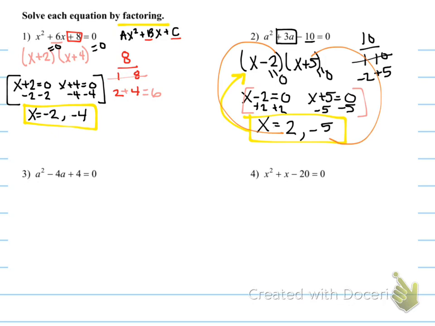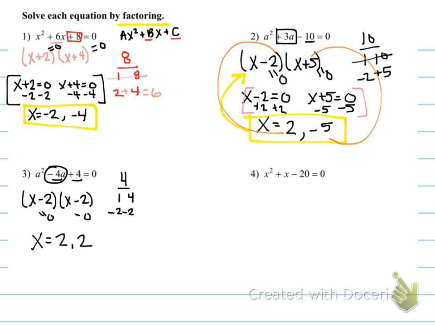All right, on to number 3. So for number 3, we want to find factors of 4 that give me negative 4. So factors of 4, I got 1 and 4, and I got 2 and 2. So to get a negative 4, because again, that's a negative in front of that, we're going to use the two 2's, and they're both going to be negative. So I've got x minus 2, x minus 2. Okay, set them equal to 0. And you get x equals positive 2 and positive 2. And if you have the same number twice, you don't necessarily have to repeat it. You could just say x equals 2. Okay, that also works.